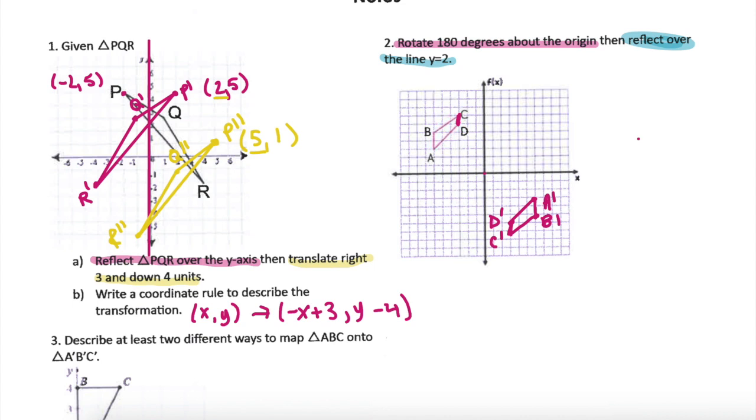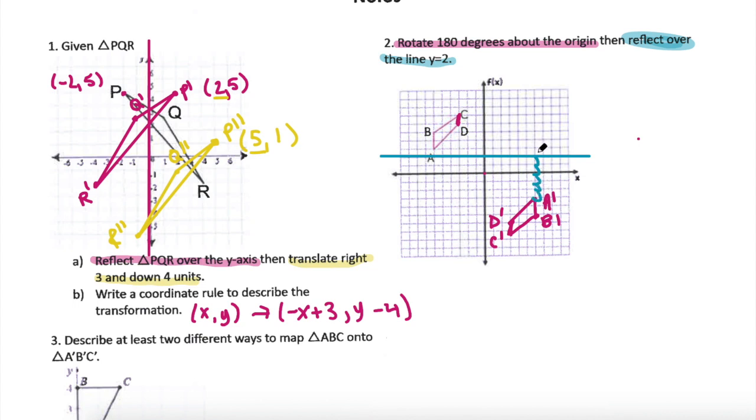So there is my first image, and now it's going to reflect over the line y equals 2. So let's go ahead and draw in our line of reflection. Y equals 2 is going to be a horizontal line where all y values are equal to 2. So now we want to think about how far above and below are each point of A prime, B prime, C prime, D prime, to think about how far above it will reflect.